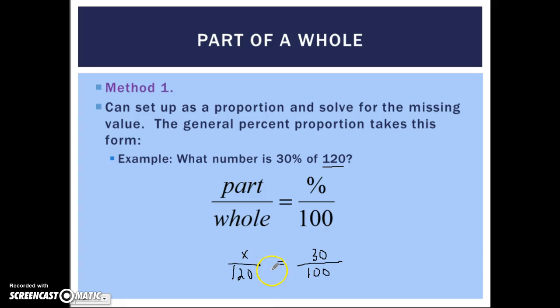So now to solve this, you just cross multiply. So 100 times x is 100x. And then 30 times 120 is 3600. And then you just divide by 100 to get x by itself. And you end up with x equaling 36. So this is saying that 36 is 30% of 120. So again, first method, use this part to whole proportion and then cross multiply.